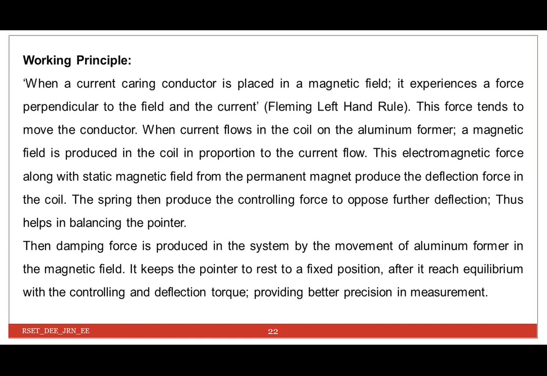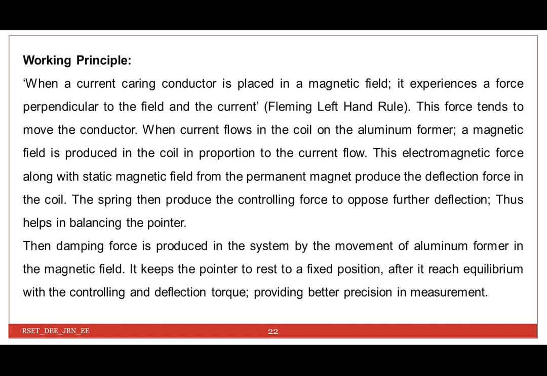When current flows through the coil on the aluminum former, a magnetic field is produced in the coil in proportion to the current flow. There is an interaction between the two magnetic fields. This electromagnetic force along with the static magnetic field from the permanent magnet produces a deflecting force in the coil. The spring then produces a controlling force to oppose the further deflection, thus helping in balancing the pointer.